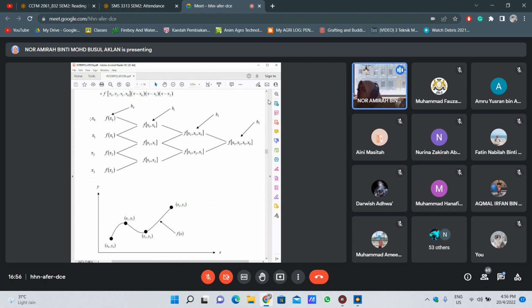So for linear, you finish until here, right? You only finish until B1. For quadratic interpolation, you finish until B2. But for cubic interpolation, you finish until B3. So more than 3, I do not teach. We learn until cubic only.